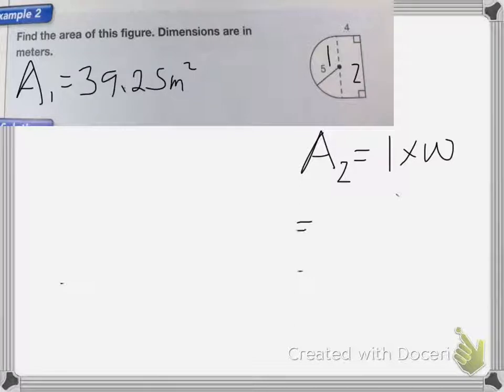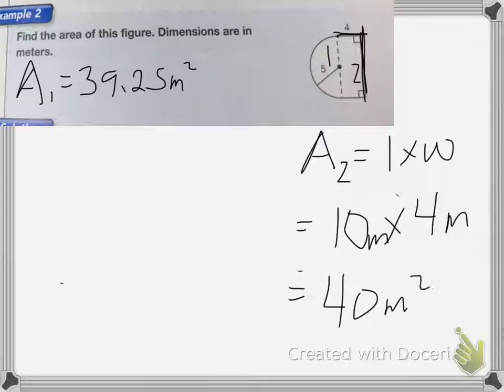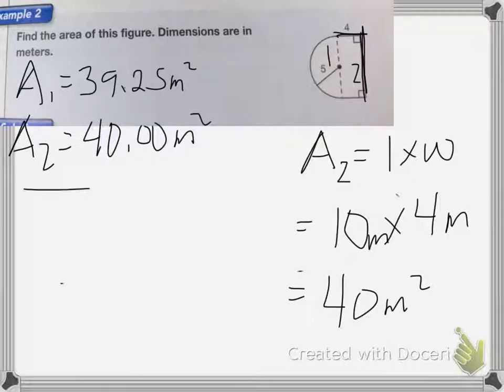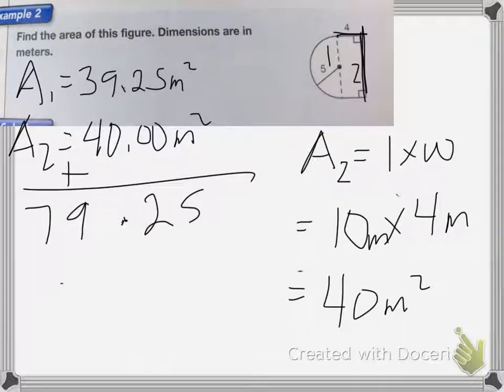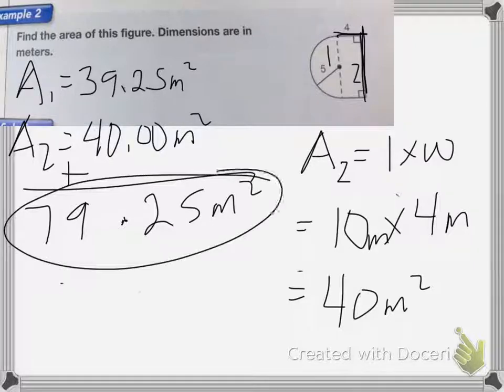Okay, now we'll go ahead and do the second area. Length times width, so the length will be equal to 10, because the length is going to be the same as the diameter, times the width, which is 4 meters. So that will be 40 meters squared. So area 2 equals 40 meters squared. So I can add these together, and I end up with 79.25 meters squared for the entire area.